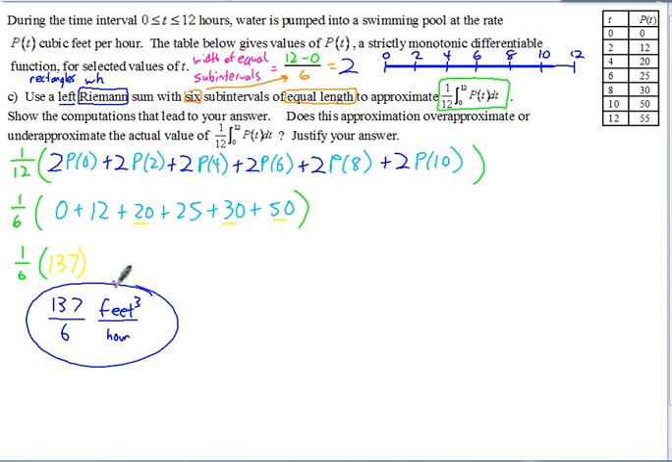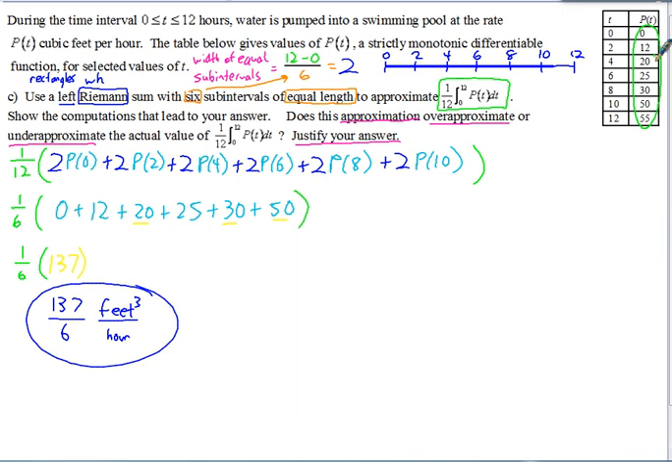So we showed the computation to get our answer, but this one also asks, does this approximation over-approximate or under-approximate the actual value? Justify your answer. So this time, it was a left Riemann sum. Remember what we said about that? That depends on whether the function is increasing or decreasing. The way we can tell on this one, well, if you just look at these values, 0, 12, 20, 25, 30, 55, those are increasing, right? But how do we know it doesn't decrease somewhere between?